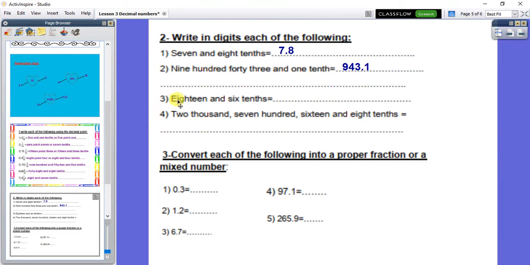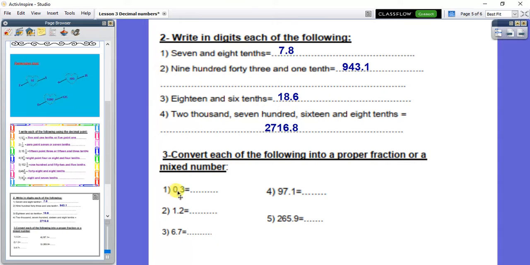943.1. The next one, 18 and 6 tenths. 18 is the whole part, and it means the point, and 6 tenths will be 6. So it will be like this: 18.6. The next one, 2716 and 8 tenths. This is the whole part, so it will be 2716.8. The next one. Convert each of the following into proper fraction or mixed number.